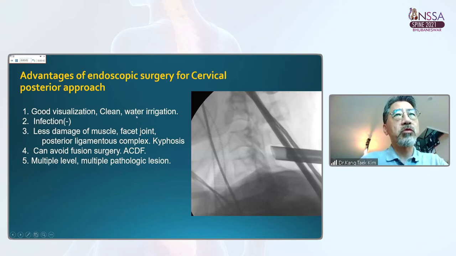You know very well the advantages of endoscopic surgery for the spine. There are many advantages of the endoscopic system in the posterior cervical approach. We can use water irrigation that provides good visualization and a low infection rate, and can prevent postoperative kyphosis because it does no damage to the posterior ligament muscle complex. The posterior approach can address most of the cervical region, can avoid fusion surgery such as ACDF, and can decompress multiple lesions. Those are the advantages.